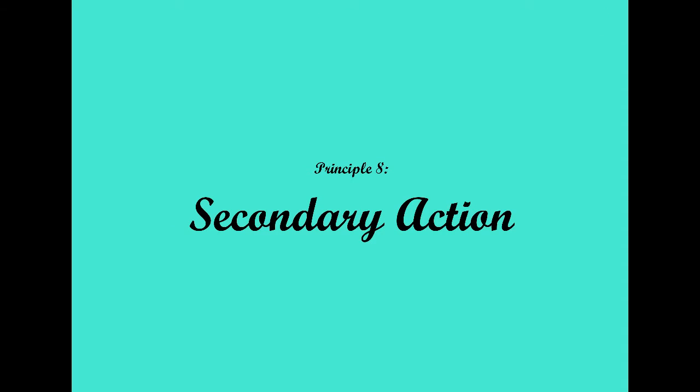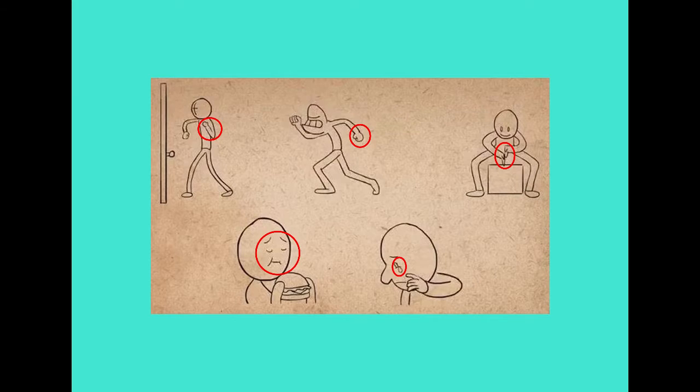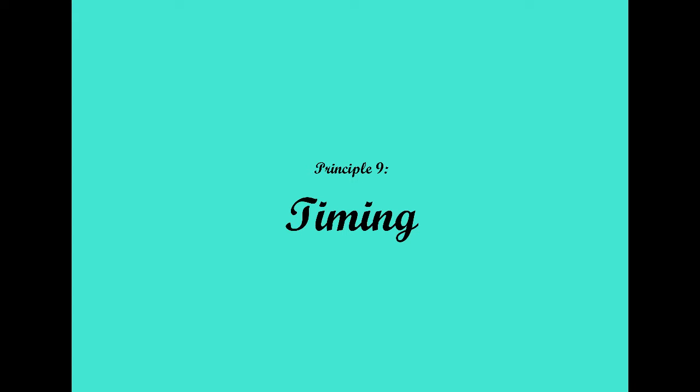The eighth principle is secondary action. This refers to any gesture that supports the main action to add dimension to the character you're animating. This could be making a character lick their lips before eating, or even moving their hands in a certain way as they walk. The ninth principle is timing.